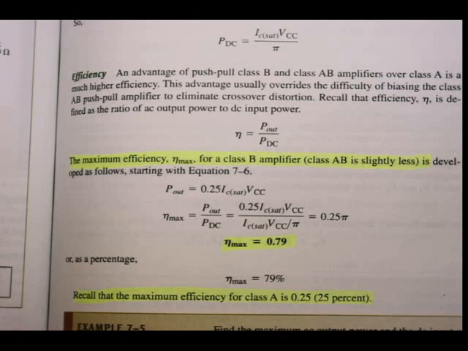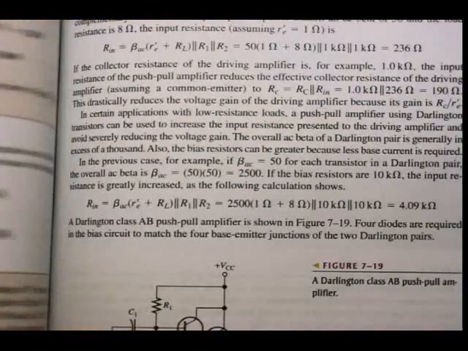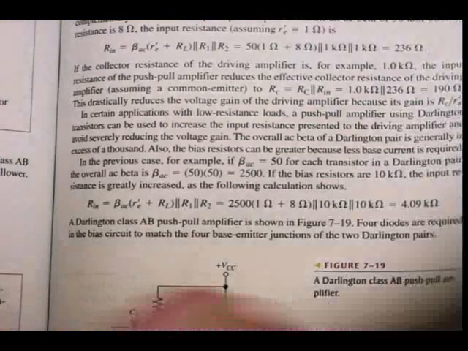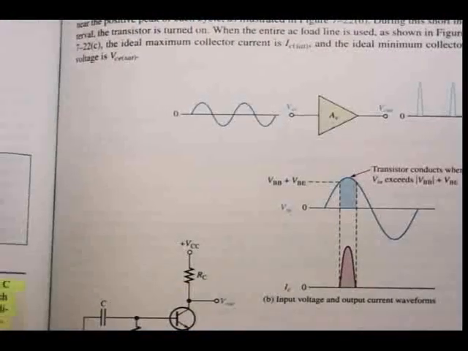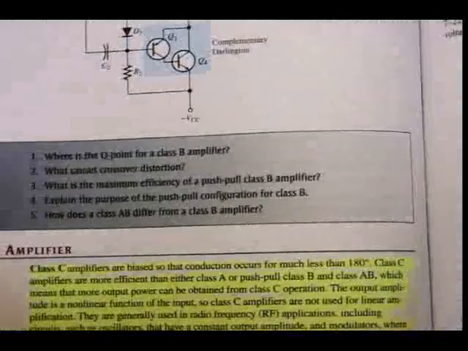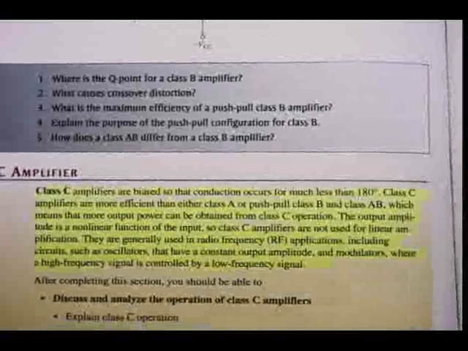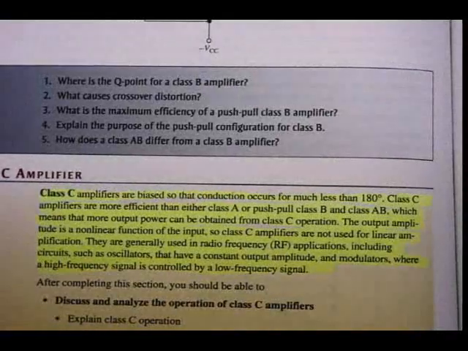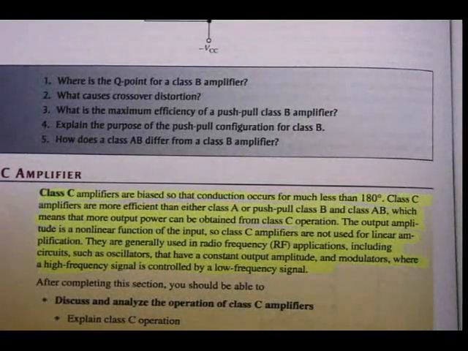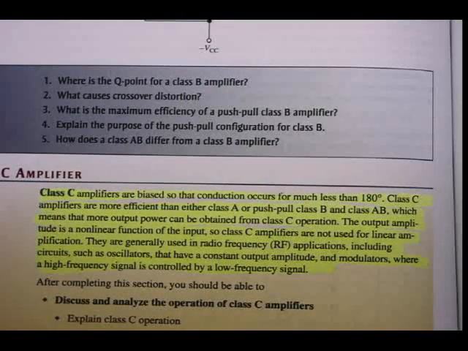Alright, that concludes the class B amplifier. Let's do the last one, the class C amplifier. Mark that introductory paragraph again. Class C amplifier. Class C amplifiers are biased so that the conduction occurs for much less than 180 degrees.